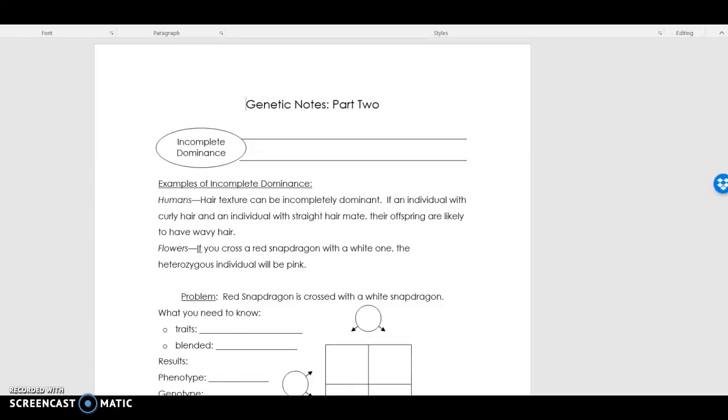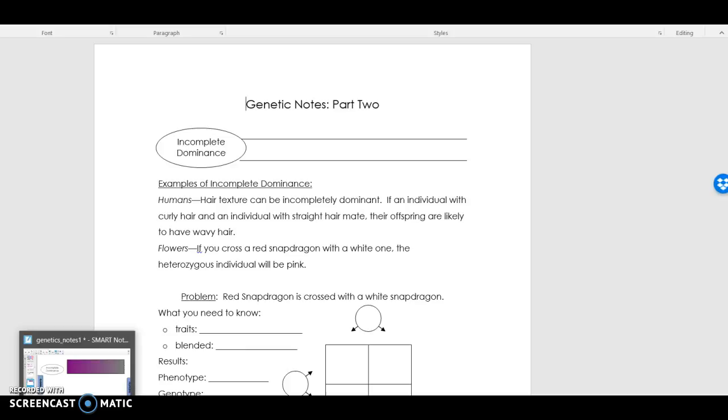You guys are going to be working on the next genetics problem types today, and they're called incomplete and codominance problems. So you should have the genetics notes part 2 handout as you watch this video so you can fill in the information right on that handout. These handouts are going to go into your notebook. So when you're done filling this out, make sure that you get your handouts glued in so you can have easy access to this information.